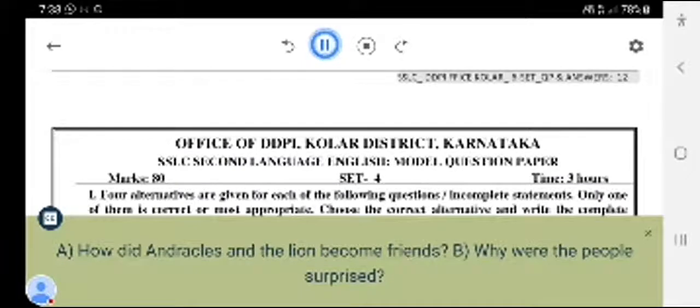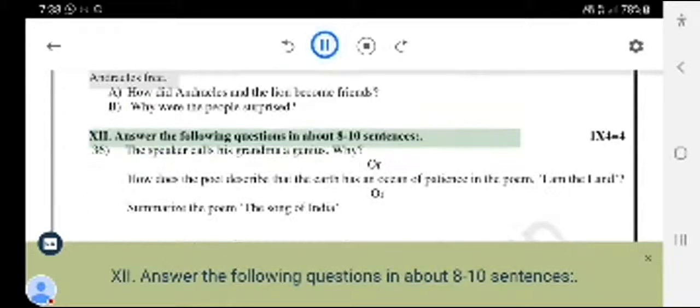A. How did Androcles and the lion become friends? B. Why were the people surprised? 12. Answer the following questions in about 8 to 10 sentences.